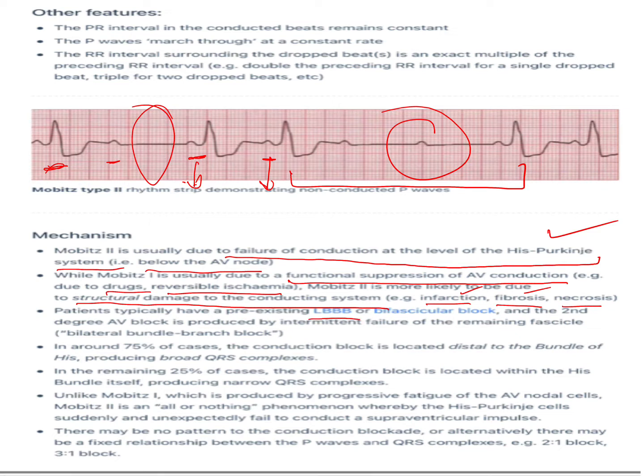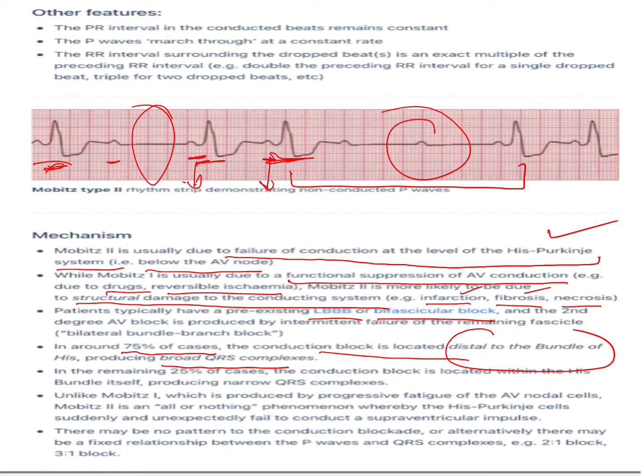Patients usually have pre-existing left bundle branch block or bifascicular block in patients with second degree heart block with Mobitz type 2. In about 75% of the cases, the conduction block is located distal to the bundle of His, producing the broad QRS. If we see, here we get broad QRS complexes. Broad QRS complexes mean they are more than 3 small squares or more than 120 milliseconds.